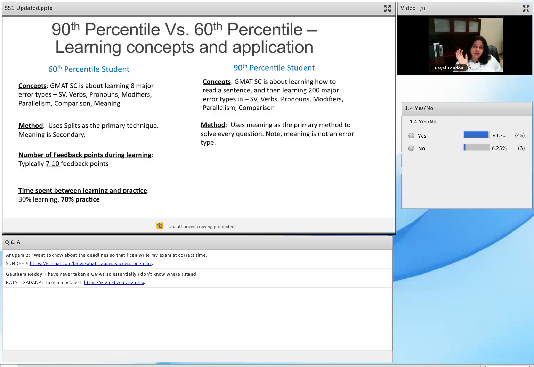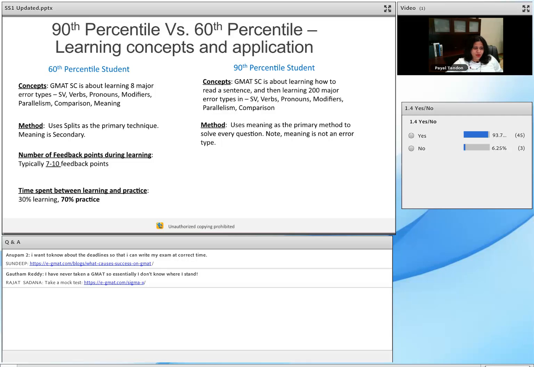Now, as far as the method goes, from the get-go, a student who gets to that 90th percentile utilizes meaning as the basic method that he needs to use. Meaning is not an error type. Contrast that with a 60th percentile student. A 60th percentile student comes to meaning only if he or she is not able to eliminate answer choices based on the common grammar rules. He utilizes meaning as one of the error types. On the contrary, a 90th percentile student starts off his or her analysis from meaning and then ends with that.